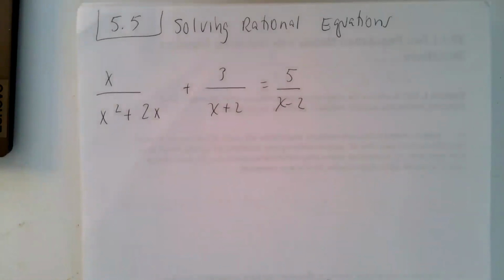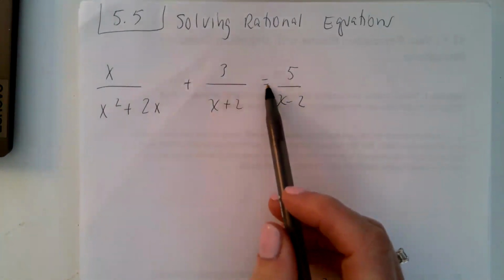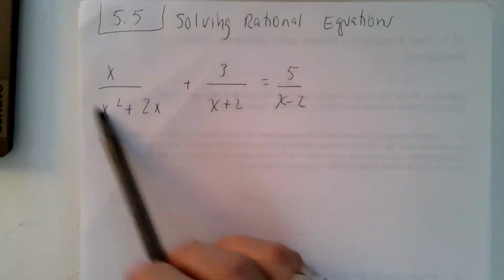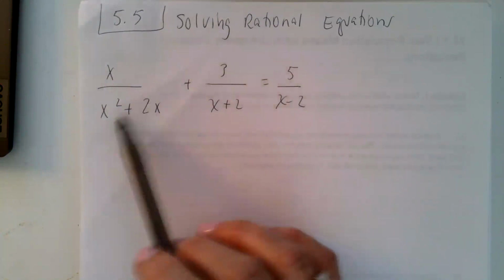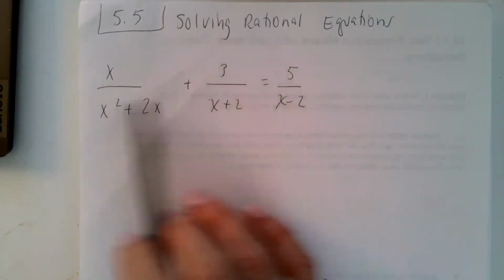Welcome back to a little extra video on solving rational equations. A rational equation means it's an equation where there's an equal sign, which we have right here, but it entails having rational fractions. So fractions that have rational expressions in them, and our denominators have rational expressions in them.